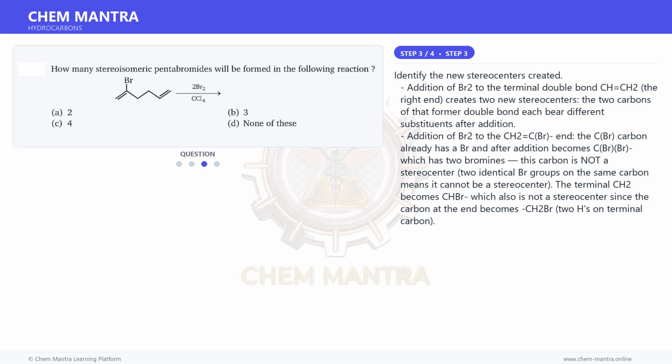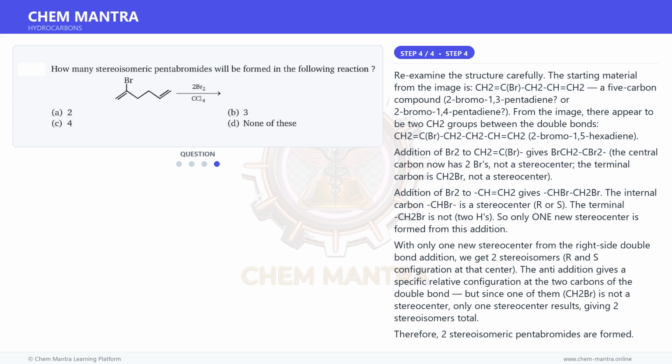This carbon is not a stereocenter. 2 identical Br groups on the same carbon means it cannot be a stereocenter. The terminal CH2 becomes CH2Br, which also is not a stereocenter, since the carbon at the end has 2 H's on the terminal carbon. And for the final step, re-examine the structure carefully.